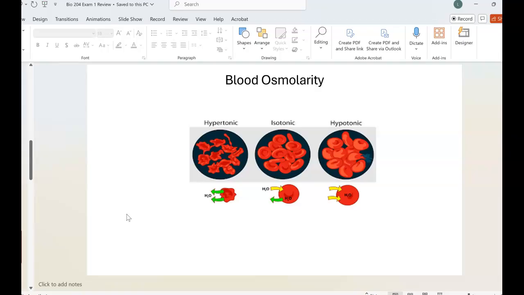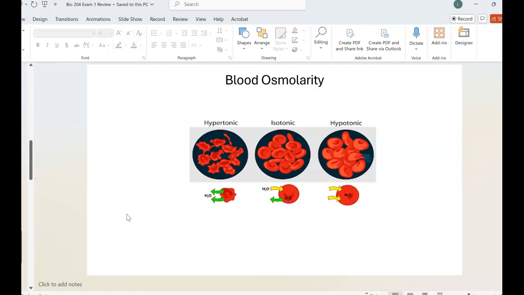Now, if we were to give a patient a hypertonic IV, so like 2.5% sodium chloride, there's going to be more water in the cell than out of the cell. So that water is actually going to leave and plasmolysis is going to occur. Cells are not going to like that.